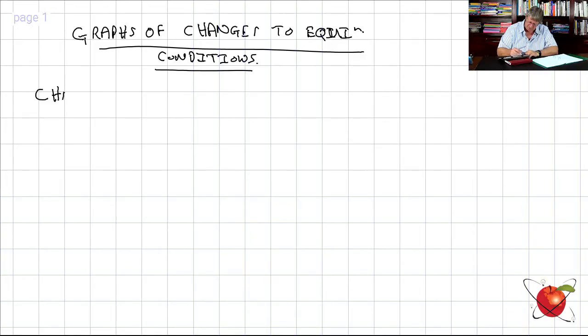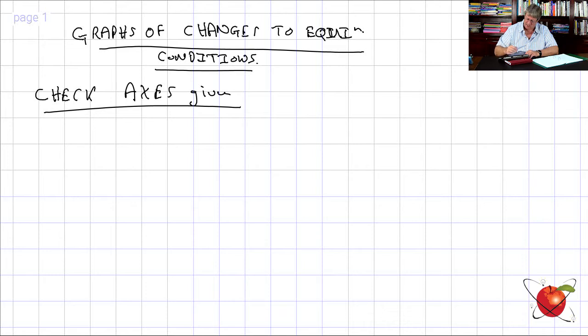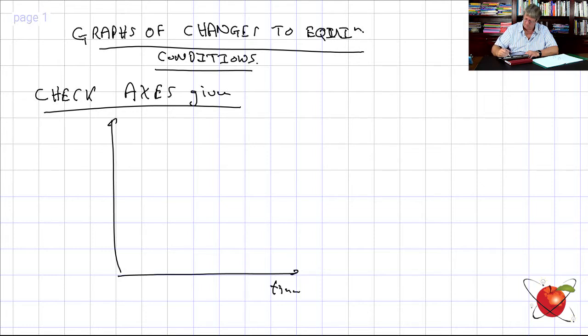Now, before we start, I've always said, and you've probably heard me say it many, many times, when you're looking at a graph, you're given one, the first thing you do is what? You check the axes given. Okay? Now, in these, you will always find time as the x-axis like that. This will always be time, and there are two separate graphs here that you have to know.